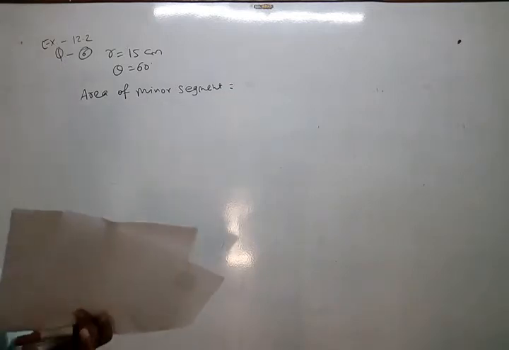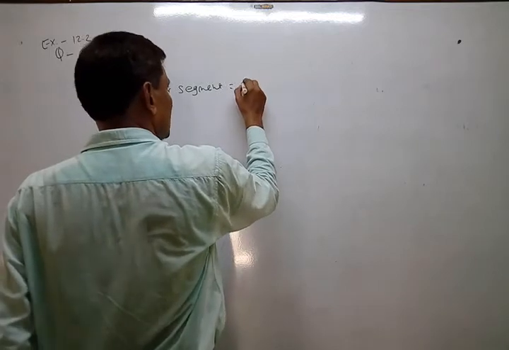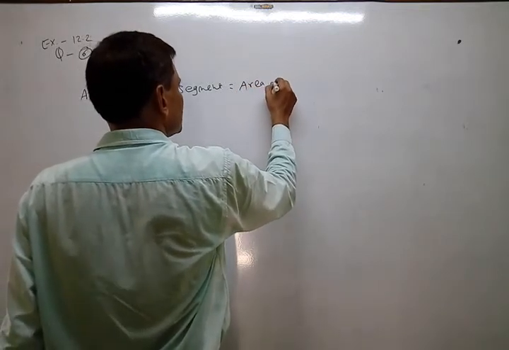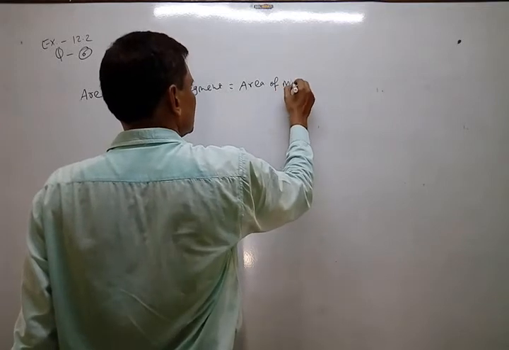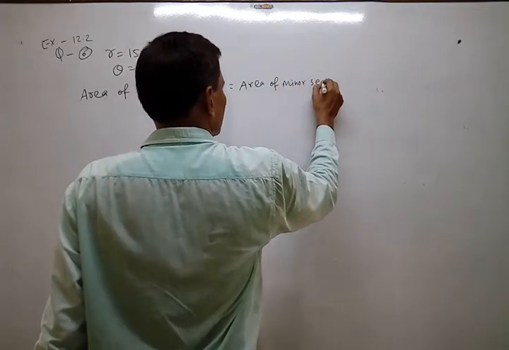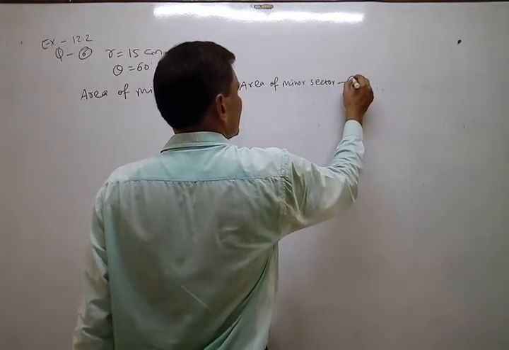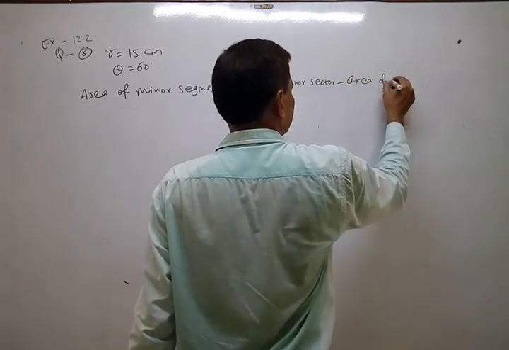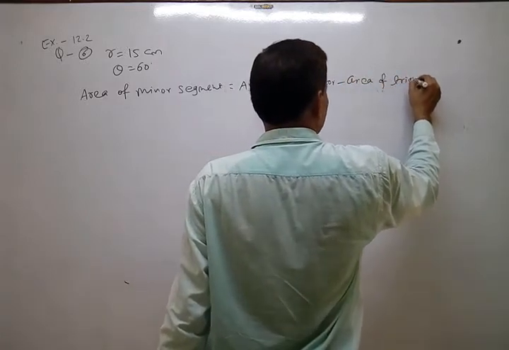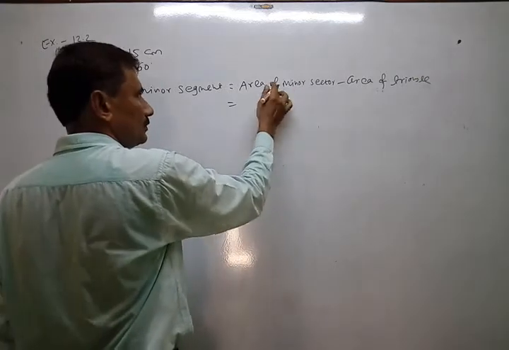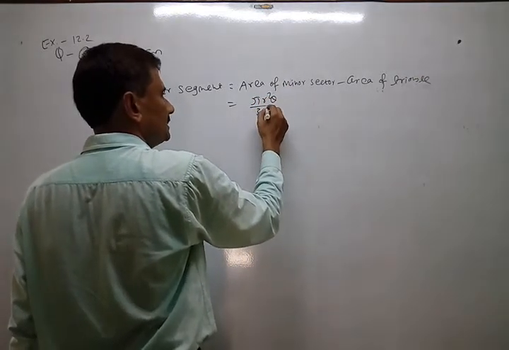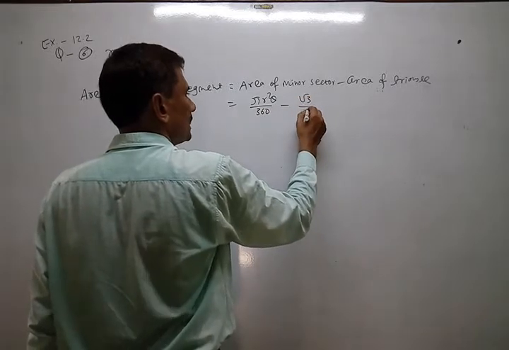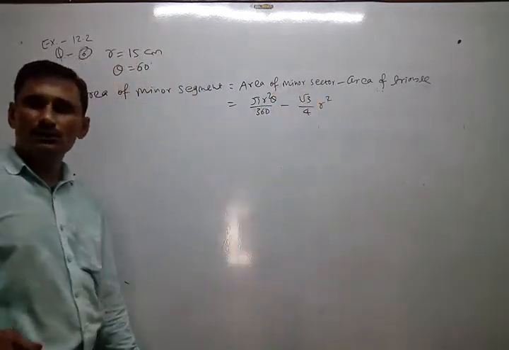Theta is equal to 60. So can I use this formula? First of all, area of minor sector minus area of triangle. This is the formula in words. Now actually I know the area of minor sector's formula is pi r square theta upon 360, and this is root 3 by 4 r square. This you have to understand.